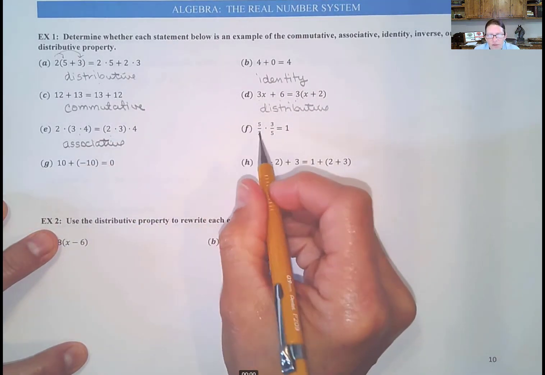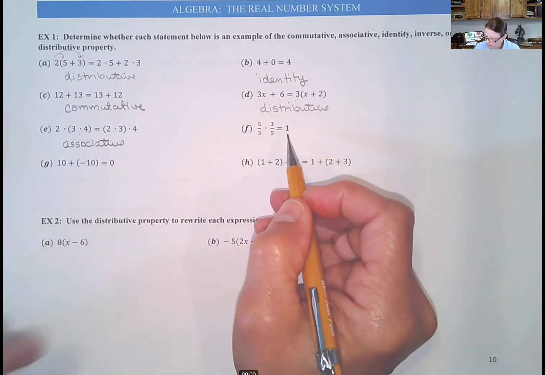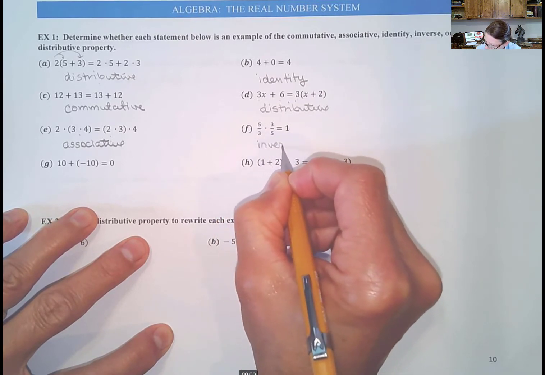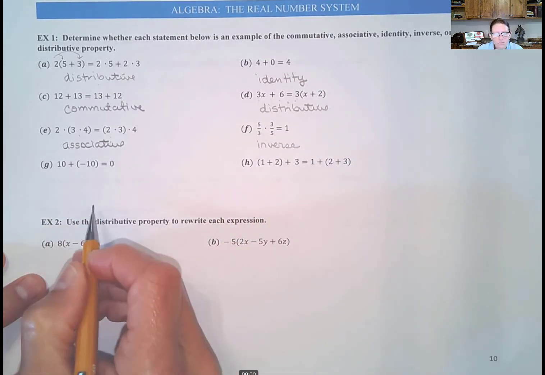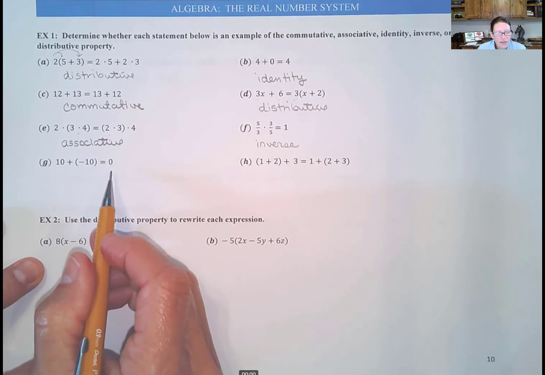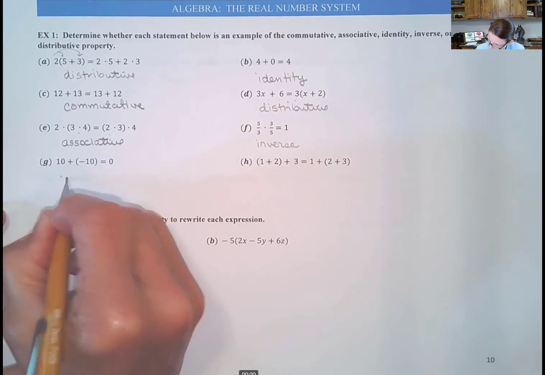In part F, we see that we're multiplying reciprocals to obtain 1, and this is an inverse property. 10 plus negative 10 is 0. That's an inverse property as well. That's an inverse property of addition.